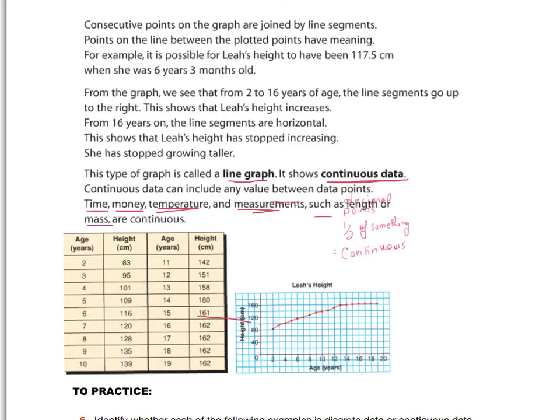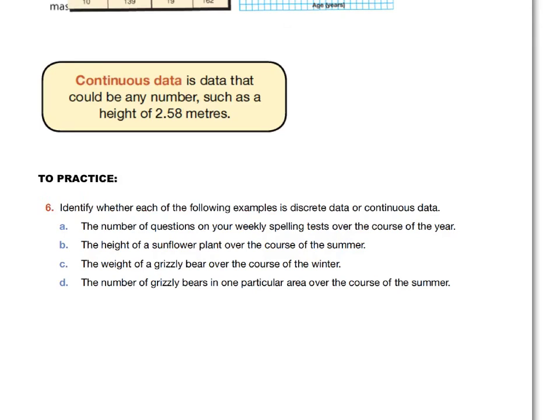They're continuously increasing. All right, let's do some practice now with your elbow partners. Reminder, continuous data is data that could be any number, such as the height of 2.58 meters. Discrete data, and I'll write it over here so you remember it, cannot be half of something. It has to be whole numbers. And it's often something that can be counted.